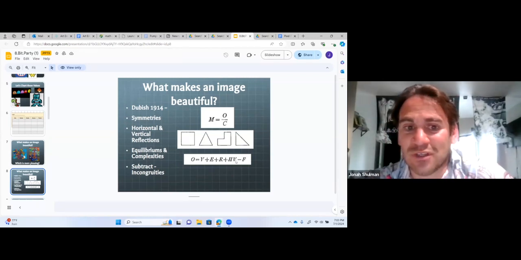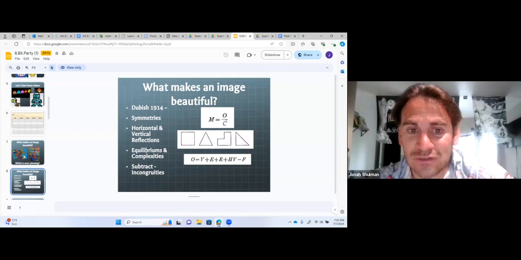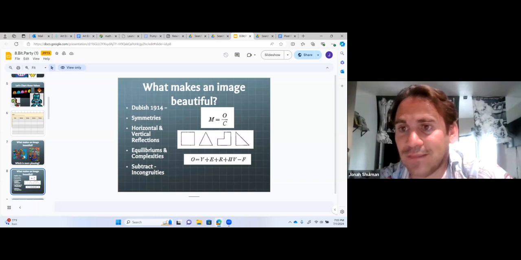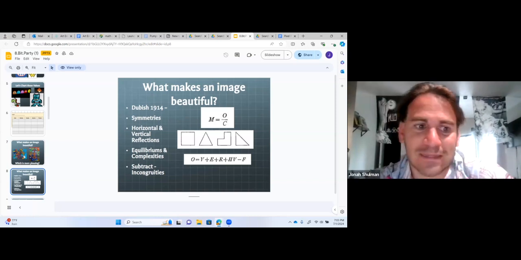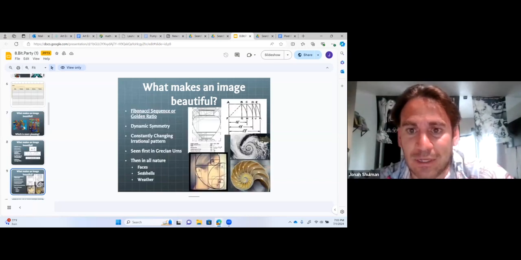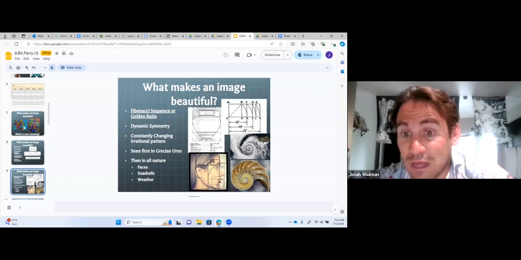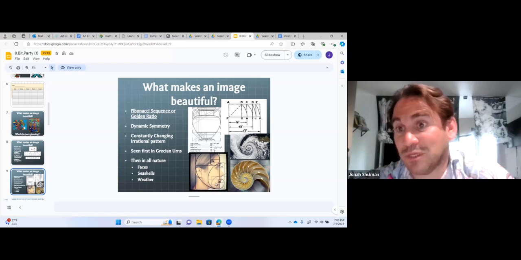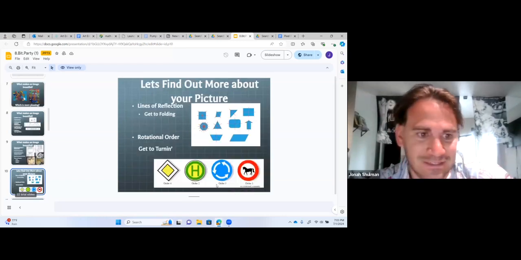It's a system using horizontal and vertical reflections. The E is for equilibrium, and then you subtract any incongruities. So anything that's a little bit off makes it less beautiful. And also, we use dynamic symmetry a lot. That's what makes faces beautiful. We see it everywhere in Grecian urns, seashells, hurricanes, and really pretty people's faces, right?